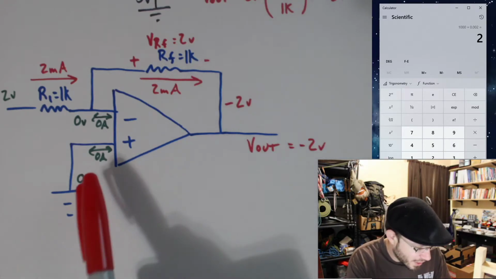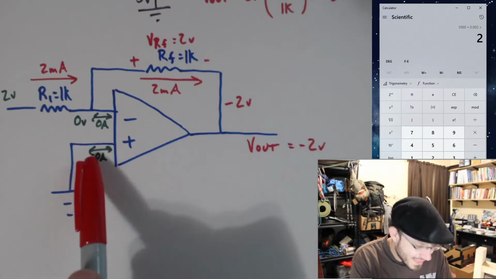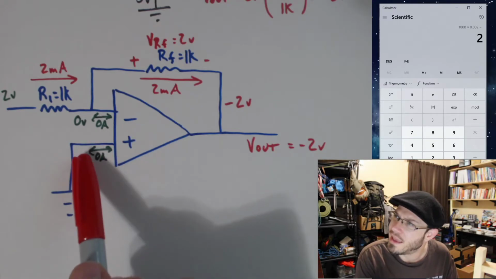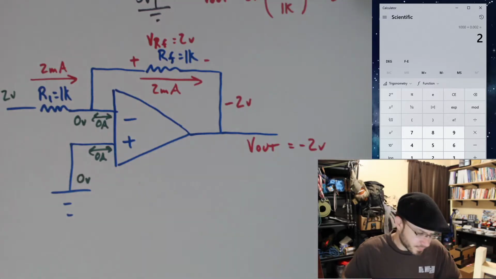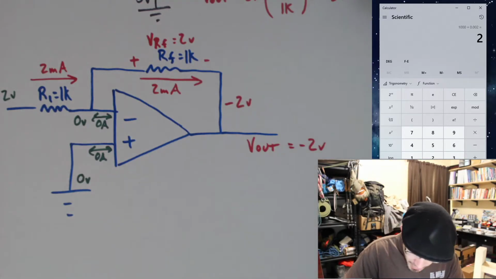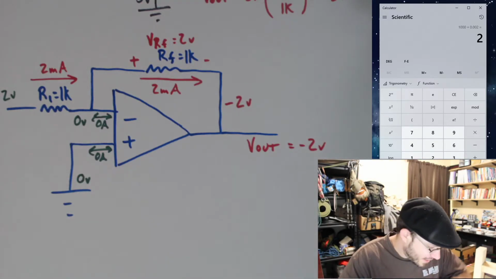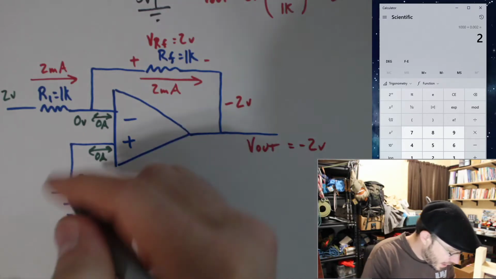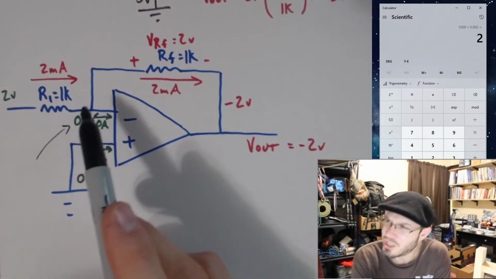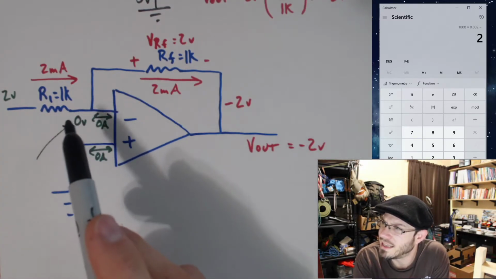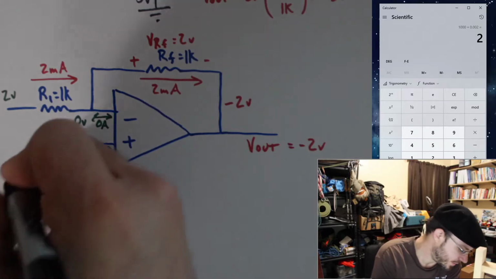But the real trick to starting this one was recognizing that this is 0 volts and that by rule number 2, this must be 0 volts. Okay, now a little added tip in here. This junction has a name. We actually refer to this as a virtual ground.